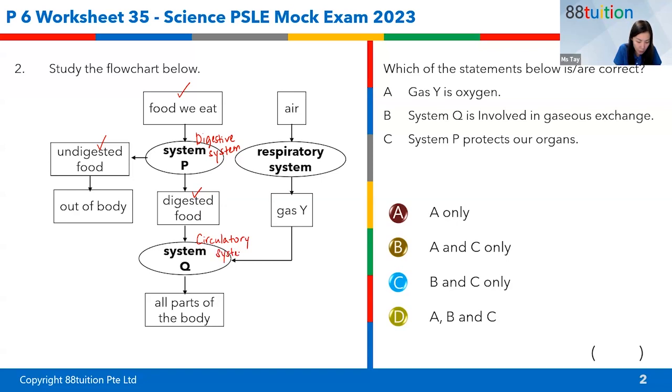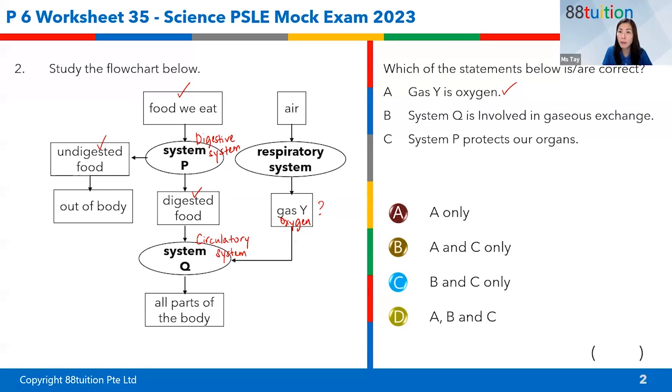So we know these two systems now. Okay, and then this is actually going to all parts of the body. But what is gas Y? What do you think is gas Y? Yeah, correct. Oxygen. Cannot be carbon dioxide. It's just oxygen. So gas Y is oxygen. This is correct.